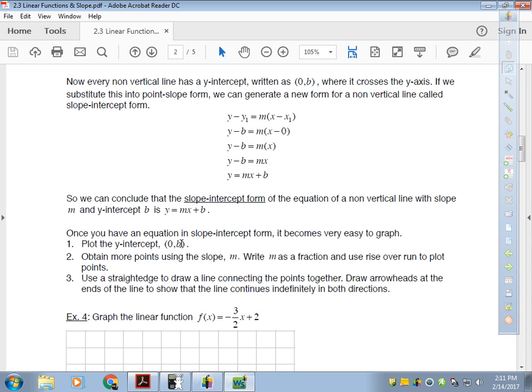Step 1, plot the y-intercept, (0, b). Step 2, obtain more points using the slope. Remember that slope is a fraction, and you can do rise over run. So the top of the fraction represents how far you go in the y direction, and the bottom of the fraction tells you how far you go in the x direction. And then once you have several points, you can use a straight edge to draw a line connecting all the points together, and then you draw arrowheads at the end to show that it continues indefinitely.